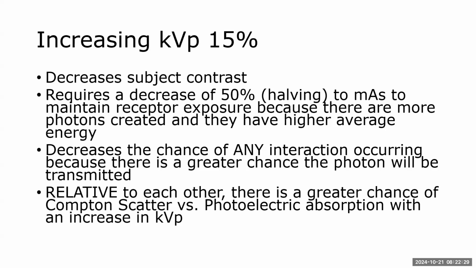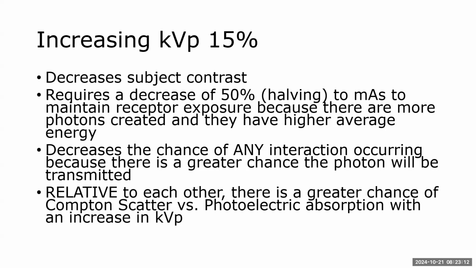Remember, this is the part you've got to get to get all the points on the practical. When we increase the kVp 15%, there are more photons actually created in the X-ray tube at the anode, and those photons have a higher average energy. That is the reason you have to make adjustments to your mass if your goal is to maintain receptor exposure: when you increase your kVp, you get more photons created and they have higher energy. So there's a better chance that they're actually going to make it through the patient and interact with the IR.